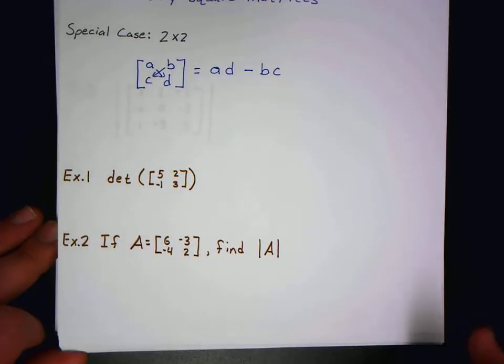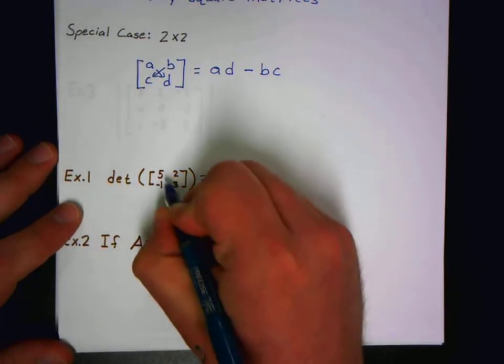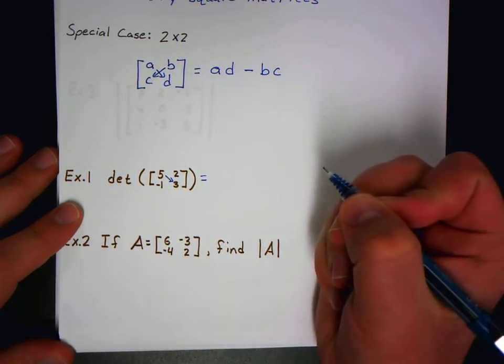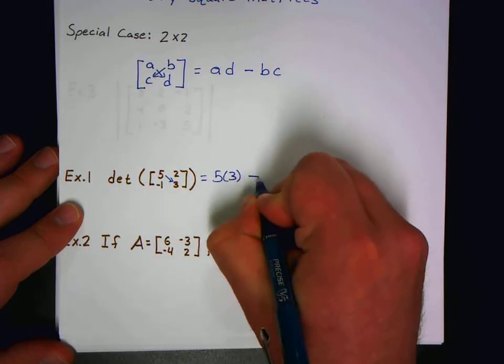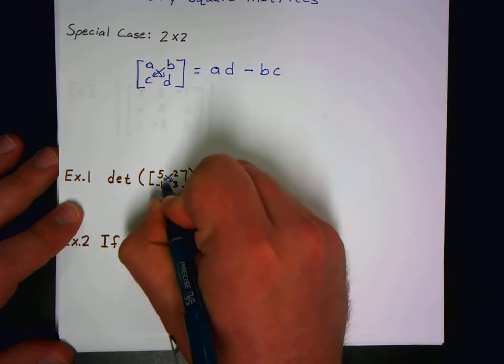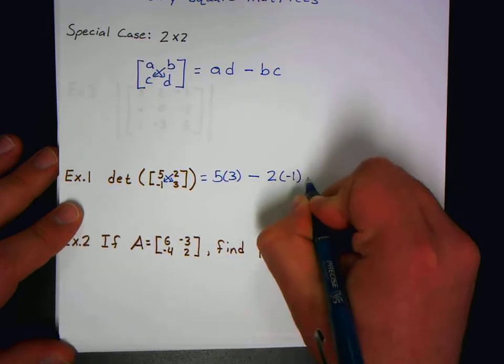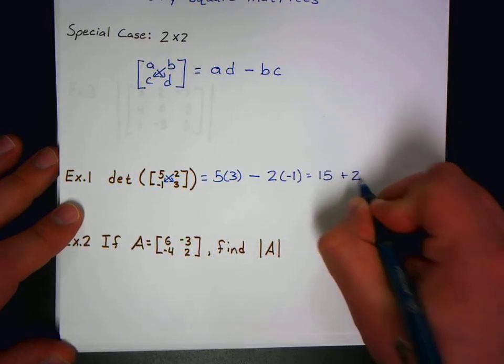So if I try to find the determinant of these, a lot of times when we get used to this, you can find determinants of 2 by 2s quickly in your head. But I'm going to write these out. So I take 5 times 3 minus, and I go in the other direction, 2 times negative 1. So that's 15 plus 2.